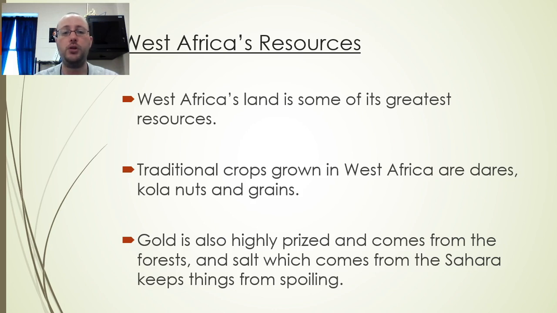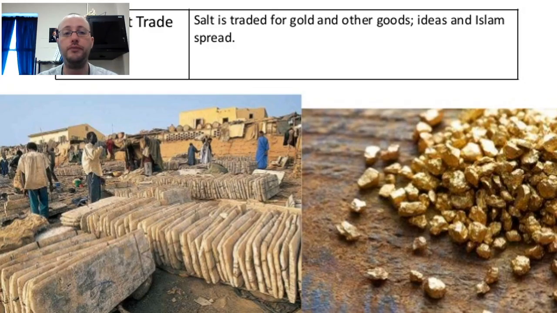West Africa's land is some of its greatest resources. Traditional crops grown in West Africa are things called yams, cola nuts, and grains. Gold is also highly prized and comes from the forest, and salt, which comes from the Sahara, keeps things from spoiling. So these are 2 big resources in Africa, especially West Africa: gold and salt. In the salt trade, you see that it comes in these slabs of salt right here. And of course, this is gold.